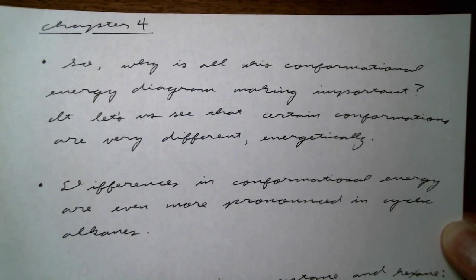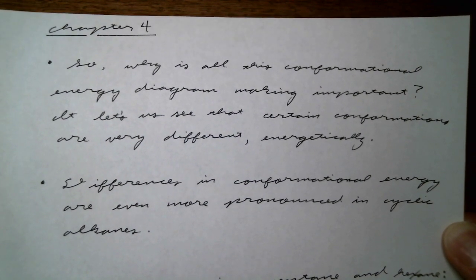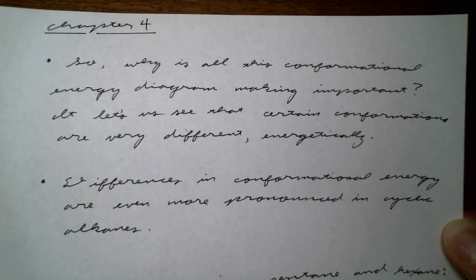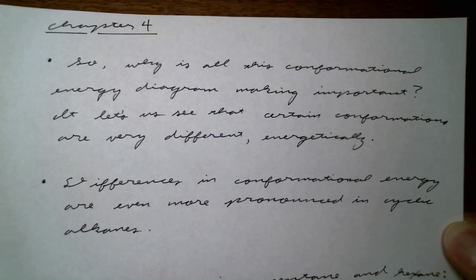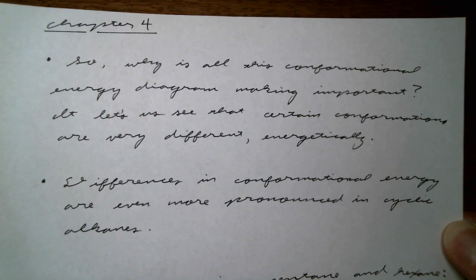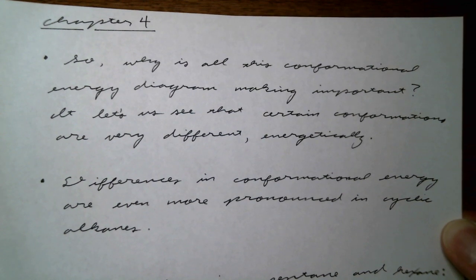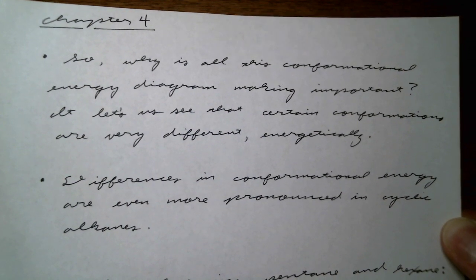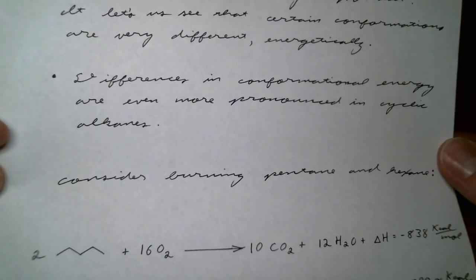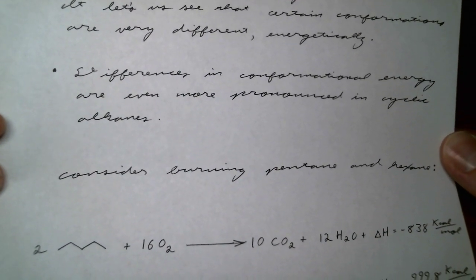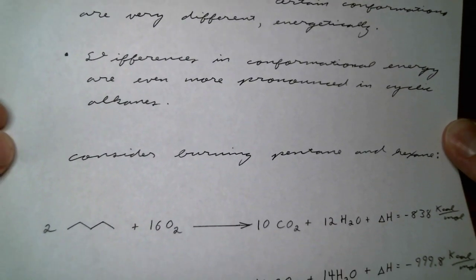So differences in conformational energy are even more pronounced in cyclic alkanes than they are in our linear alkanes, and like I said, we'll use butane as a model for understanding some conformational energy systems in cyclohexane chair conformers. But first, let's consider burning stuff, because this is chemistry and we like fire. Consider burning pentane and hexane.